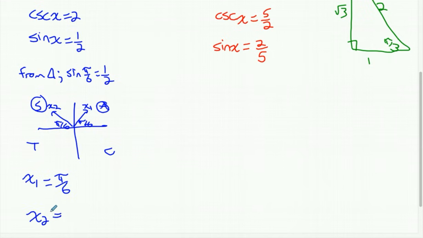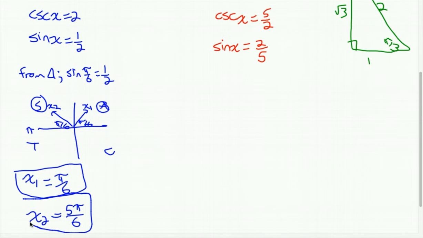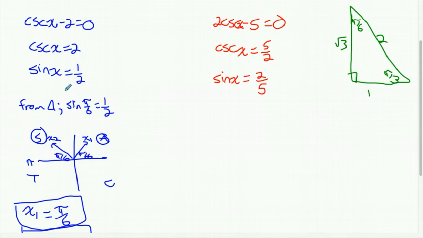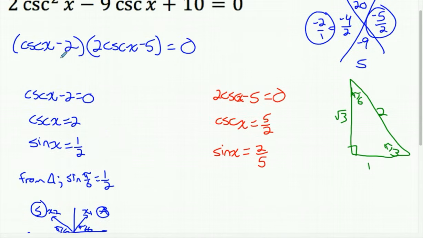x2, well, we fell pi over 6 short of pi. Pi is 6 pi over 6. So 6 pi over 6 minus 1 pi over 6 would take us to this terminal arm, which is 5 pi over 6. So I have two answers for x so far. This one, this one. Those are the two answers that would make this factor be 0, which would make the product be 0. Now let's look at what answers would make this factor be 0.